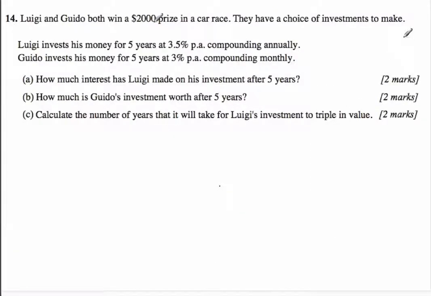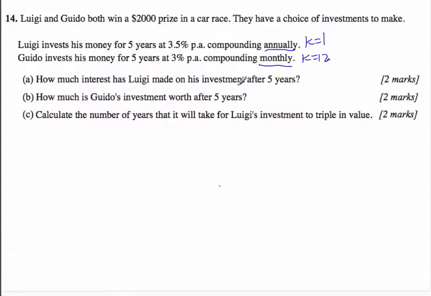Okay, next we have what looks like a compound interest question. Luigi and Judo win a $2,000 prize, and they make investments. Luigi makes 3.5% per annum, compounded annually, and Judo is getting compounded monthly. So K equals 12 in Judo's case, and K equals 1 in Luigi's case. That's the number of compounding periods, 12 per year and 1 per year. That's going to come into play in our formula in a second.